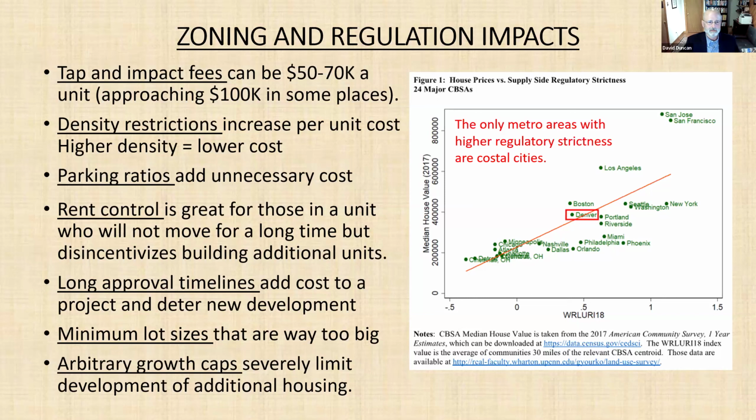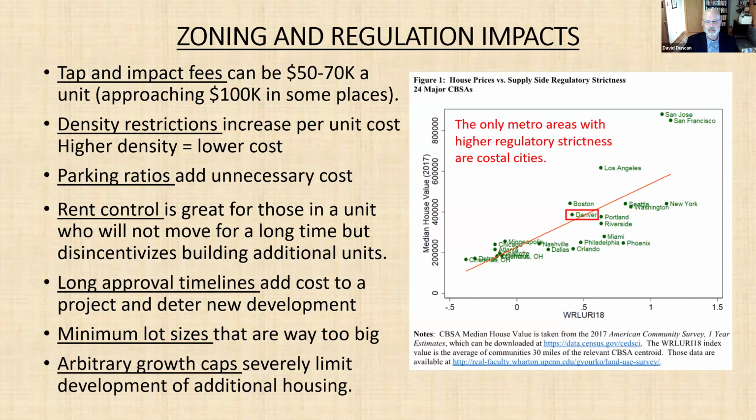Rent control is great for those who are living in a unit and will not move for a long time, but it actually disincentivizes building additional units. Long approval timelines and delays. We already saw 18 to 24 months. Time is money. That adds cost to a project and actually deters new development. If a certain jurisdiction has a reputation as being hard to get through, developers will avoid building anything in that jurisdiction. Minimum lot sizes that are way too big keep the density from getting larger. Arbitrary growth caps severely limit development of additional housing.